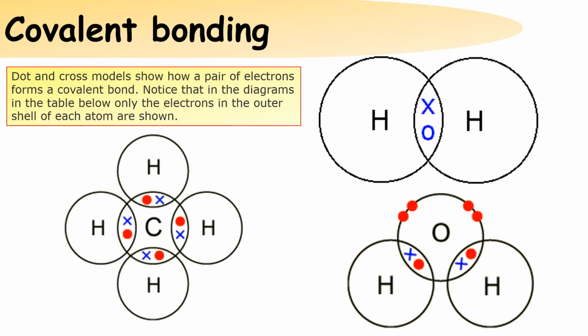In methane, or CH4, the carbon needs 4 more electrons in its outer shell. Each of the hydrogens, as before, needs 1 more, so therefore the carbon will bond to 4 individual hydrogen atoms to gain 4 more electrons.